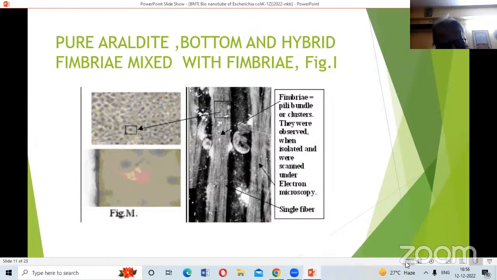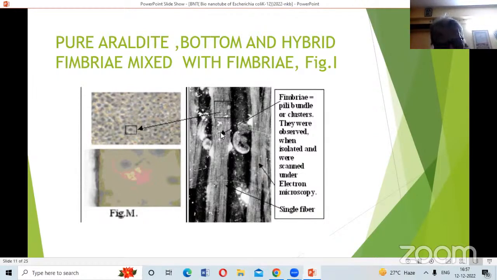Well, I hope that you understood what I wanted to say. These portions are showing in the form of araldite film spots, and this is a single fimbriae band. It's very thin, not proper.